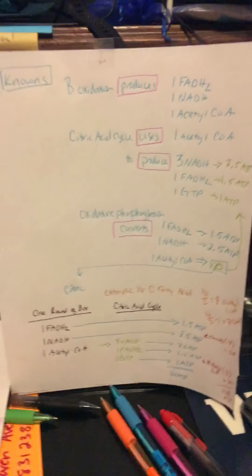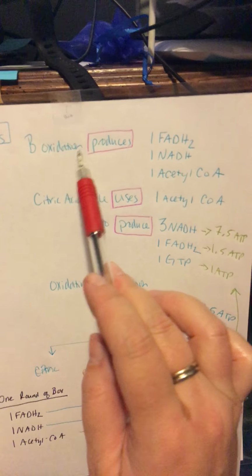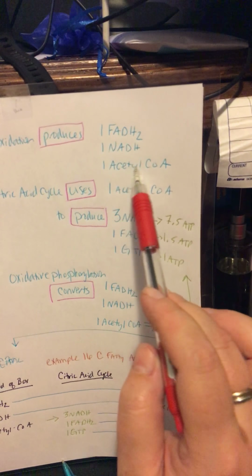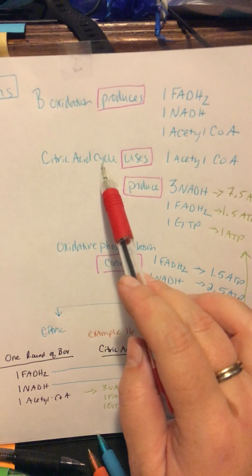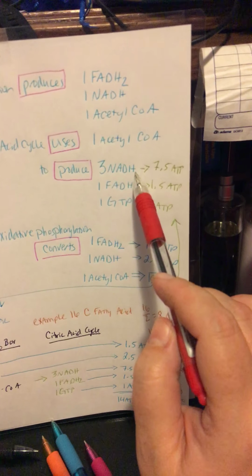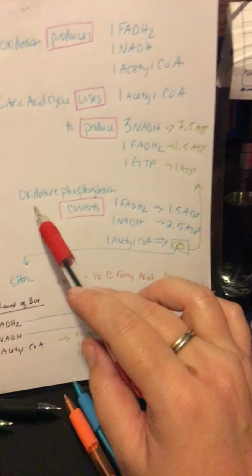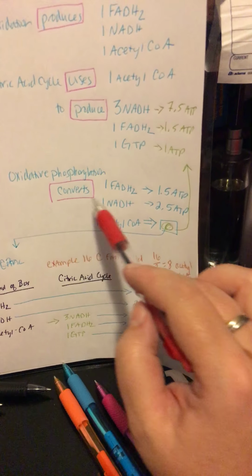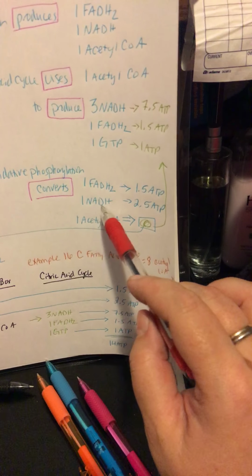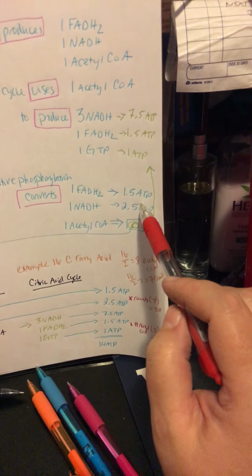Okay, figured it out. So there are a few knowns. It's known that in beta oxidation we produce one FADH2, one NADH2, and one acetyl-CoA. We also know that in the citric acid cycle we use one acetyl-CoA to produce 3 NADH, one FADH2, and one GTP. Well, oxidative phosphorylation is going to convert that one FADH2 into 1.5 ATP and one NADH into 2.5 ATP. And these will be given to you, but these are known amounts.